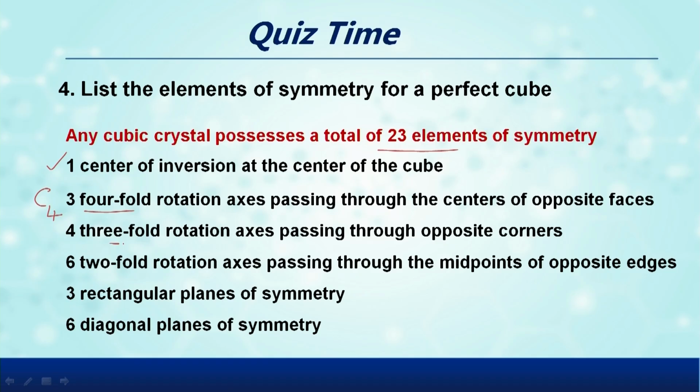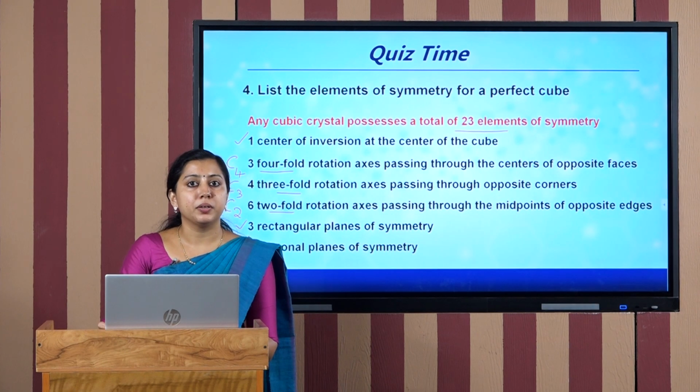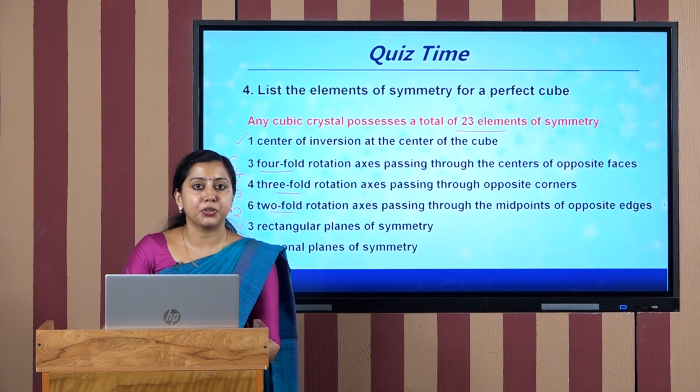It has 4 three-fold rotation axes, that is 4 C3 axes. It also has 6 two-fold rotation axes, that is 6 C2 axes. And 3 rectangular planes of symmetry and 6 diagonal planes of symmetry. So, in total, a cube possesses 23 elements of symmetry.